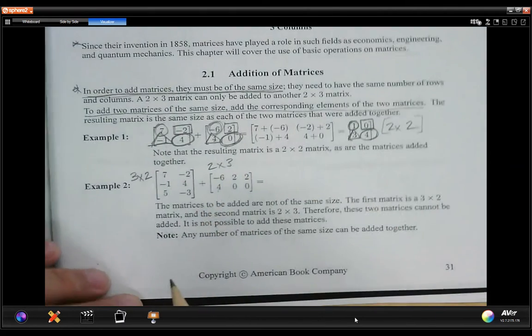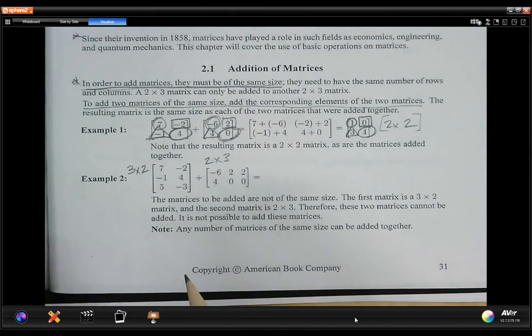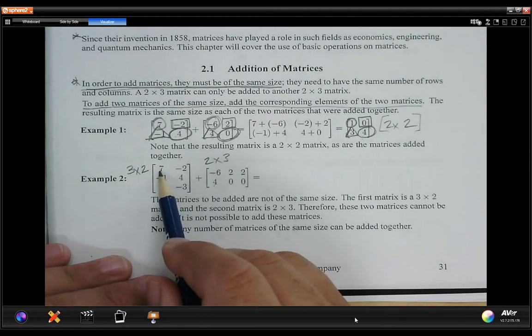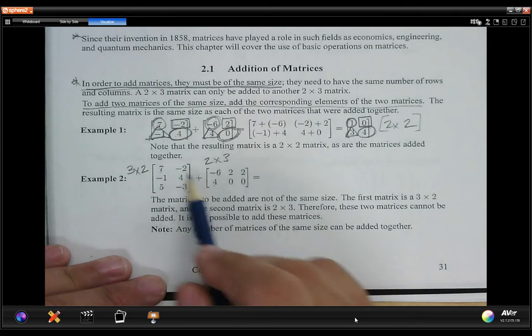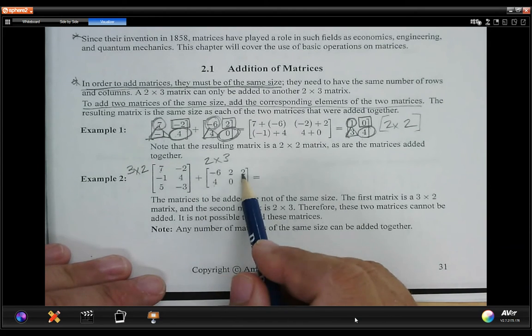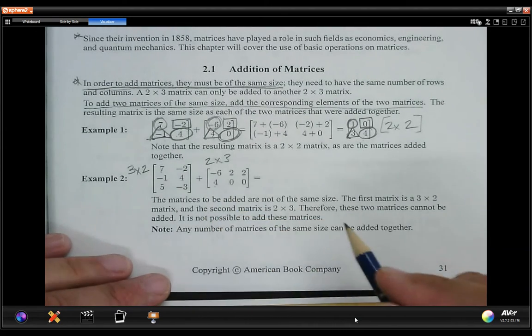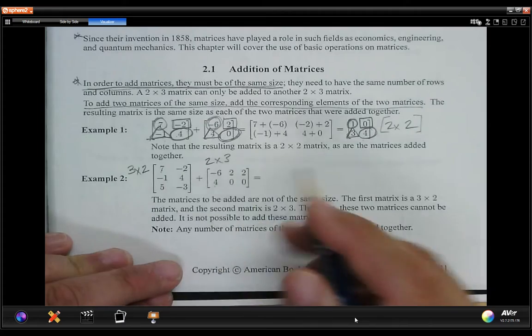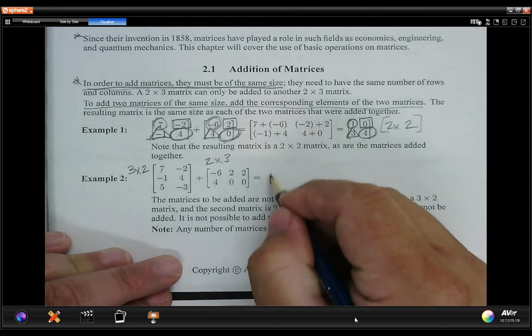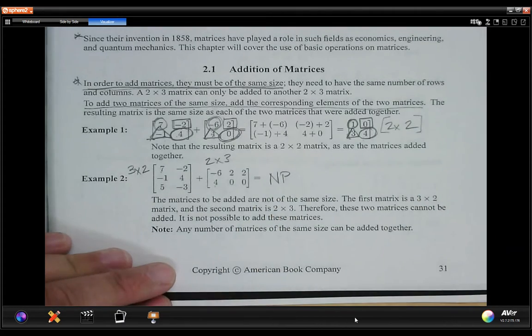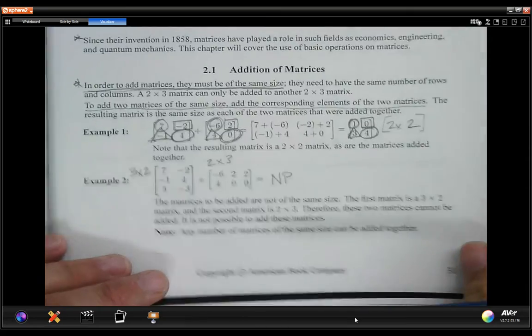So now I'm going to ask you, can you add those two together? Well, the problem is you don't have corresponding parts, right? This 7 could correspond to the 6. This negative 2 could correspond to this 2. But now I've got a 2 just kind of hanging out here. And it doesn't have anybody to be partnered with. So this cannot be added together because they're 2 different dimensions. So in this case, you would just put NP, not possible. Okay? So it's exactly what you're going to do on your practice.